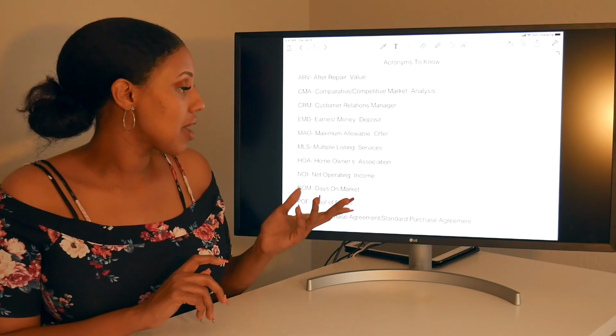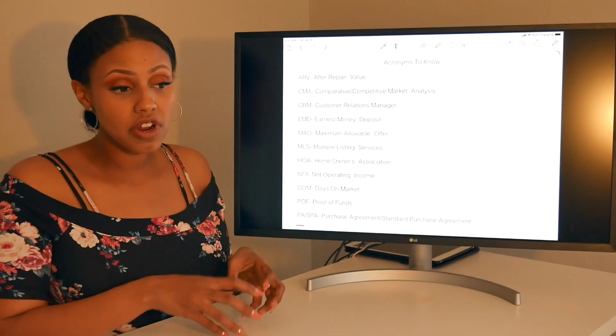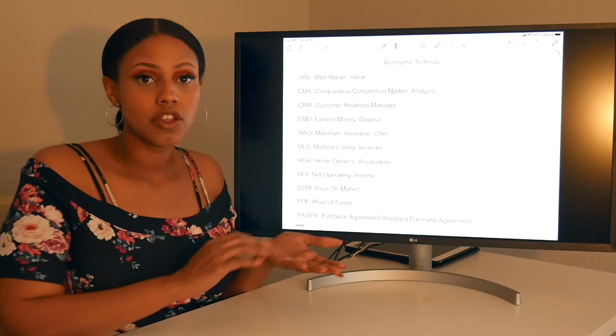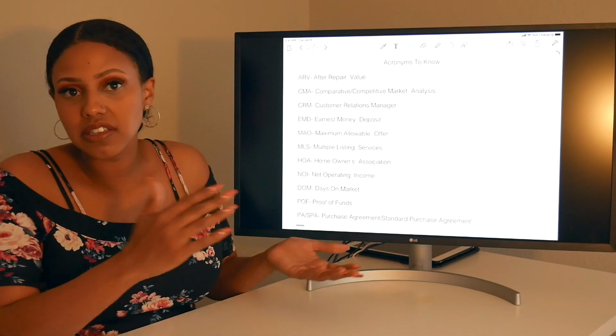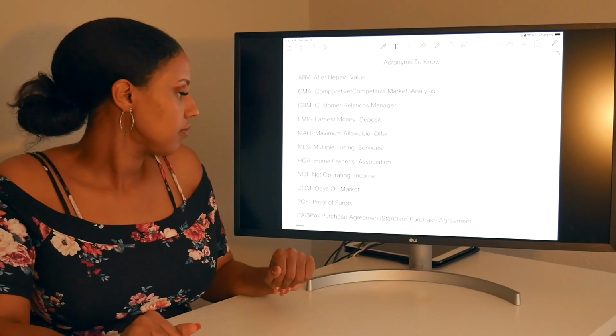So that's what the MLS is. It's the multiple listing service, and it's what realtors use. It's different in each city, state, whatever. So if you have a realtor friend in Vegas, you can't get on the MLS in Florida. It doesn't work like that. Every state has its own.